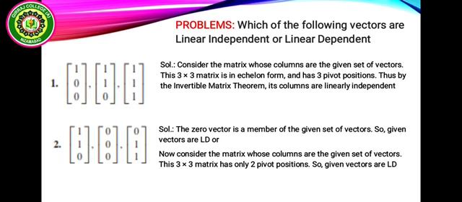So here we see the one problem. Which of the following vectors are linear independent or linear dependent? First: (1, 0, 0), (1, 1, 0), (1, 1, 1). Here these three vectors we write in the matrix form.